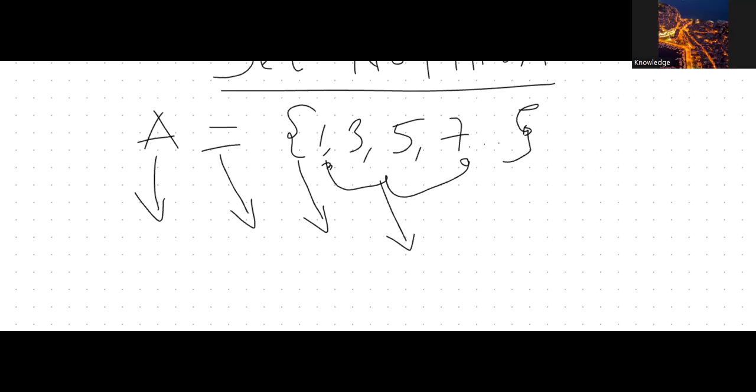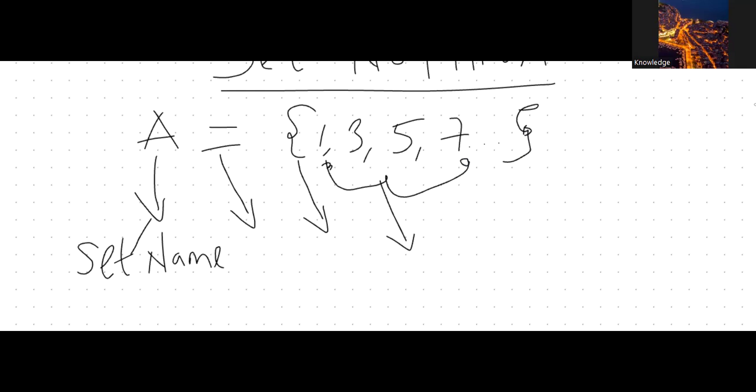This first A is the name of the set. There's a set name. The set name is always written in capital letter. That's the first thing you should learn. The name of the set is always written in capital letter. So if you are representing any set, the name of the set itself will be represented in capital.